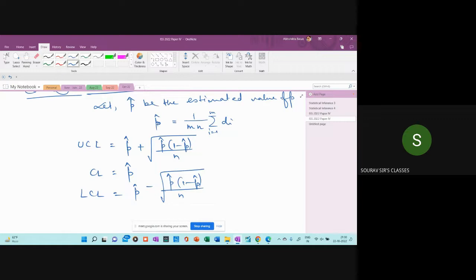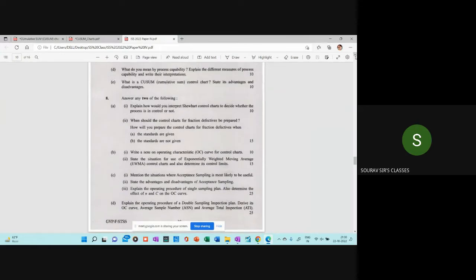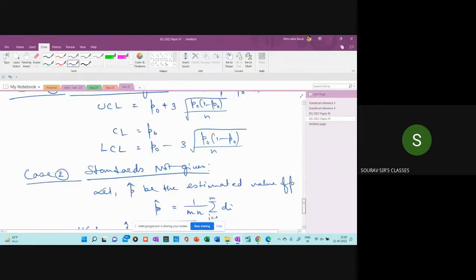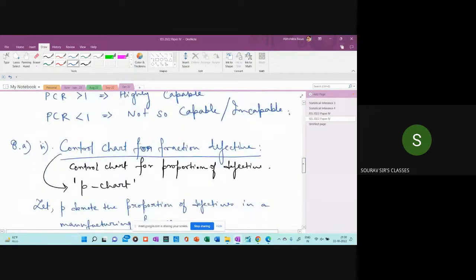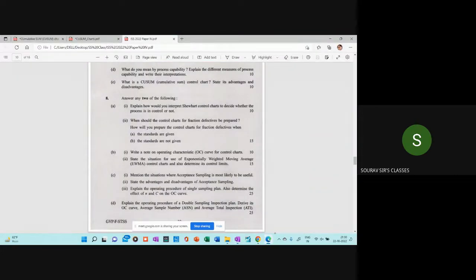Now coming to question number 8 part 1, they said to get the different control limits proposed by Shewhart. So we know that rational subgrouping is the main important concept. Let me go with the question once again. This is 8A part 1. So this was the question: explain how you interpret a Shewhart control chart to decide whether the process is under control or not.